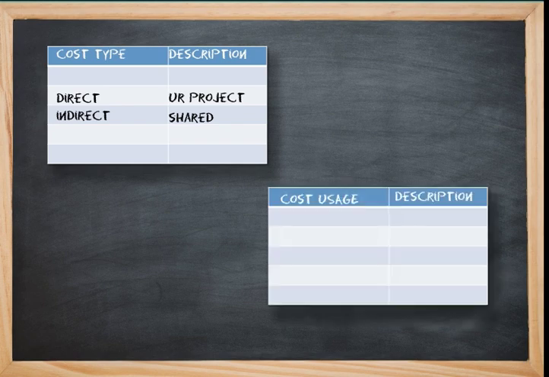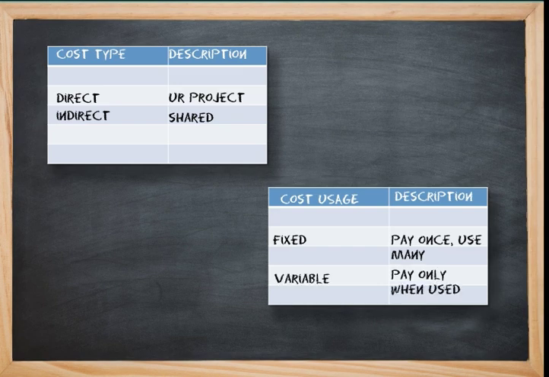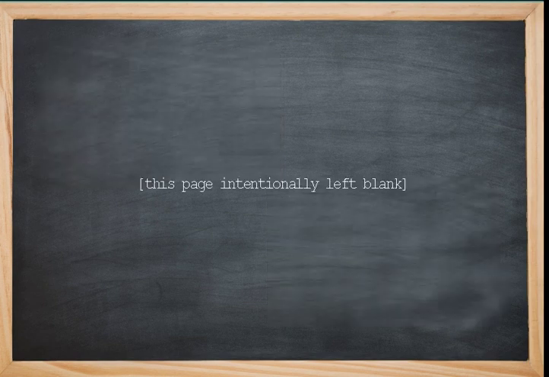So let's talk about cost usage. The first is fixed. This is where you pay for it once, use as much as you want. An example is a fixed price contract to develop product logos to be used for your product being developed. And variable cost usage is where you pay only when you use it. An example of that is contract testing effort for as long as it takes for the project to be completed. Okay, we've covered some of the highlights.